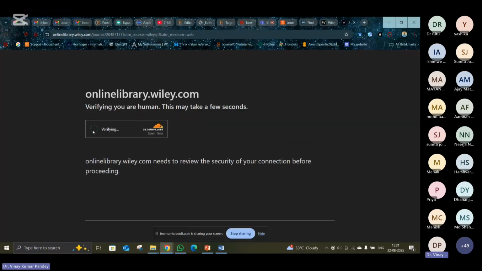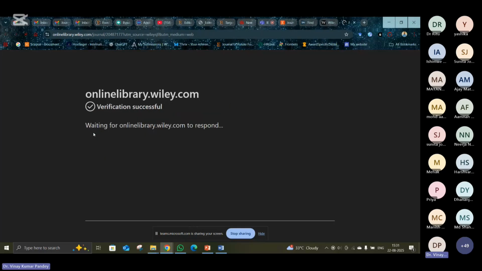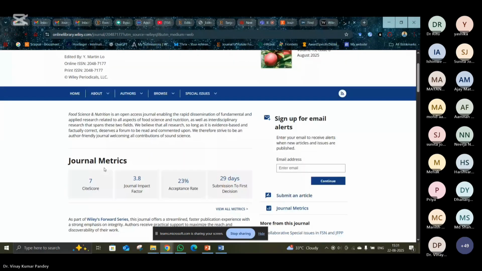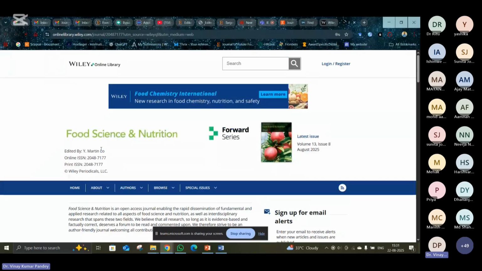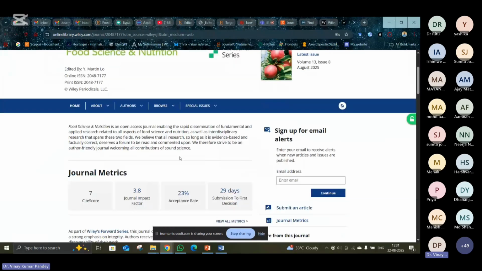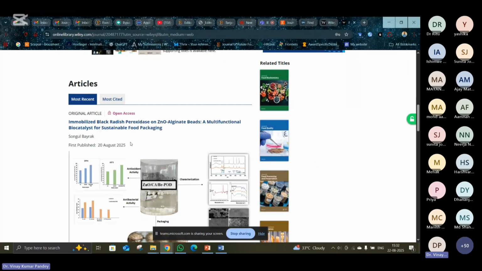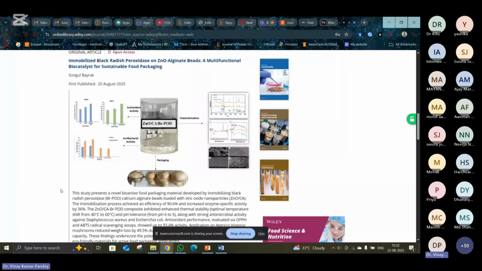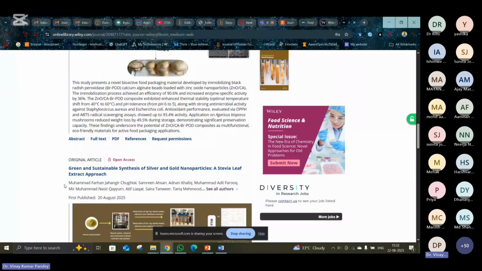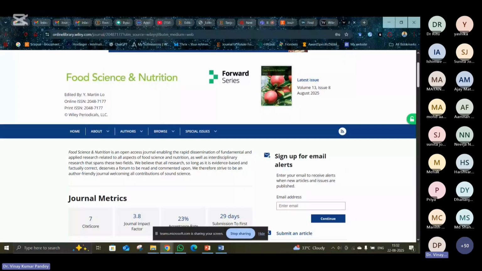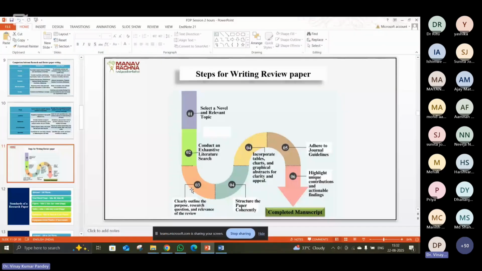I'll read out the aim and scope of the journal, whether it is matching or not. It is for the cross verification, nothing else, right? So this is a journal, Food Science and Nutrition, right? Now I'll go with the aim and scope of the journal, right? I'll see the latest article published. Is it matching with my paper? Somewhere my paper is getting fitted here or not? So these are the techniques through which we actually find out a journal.